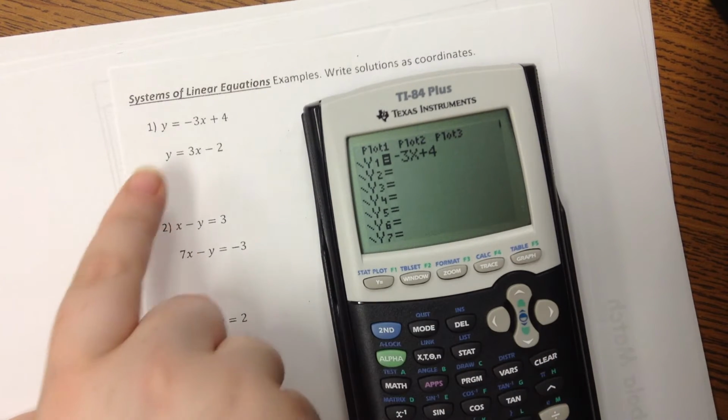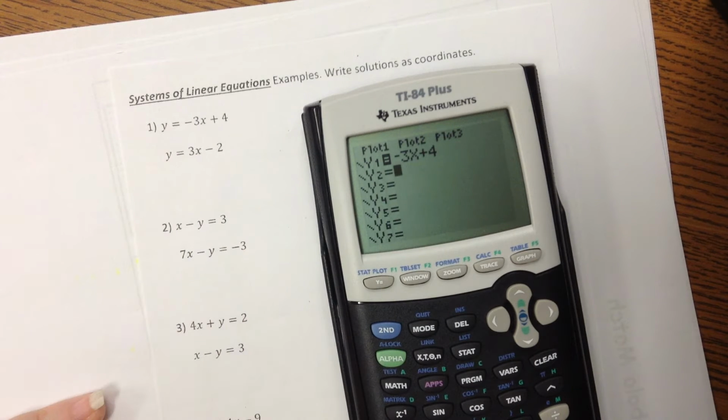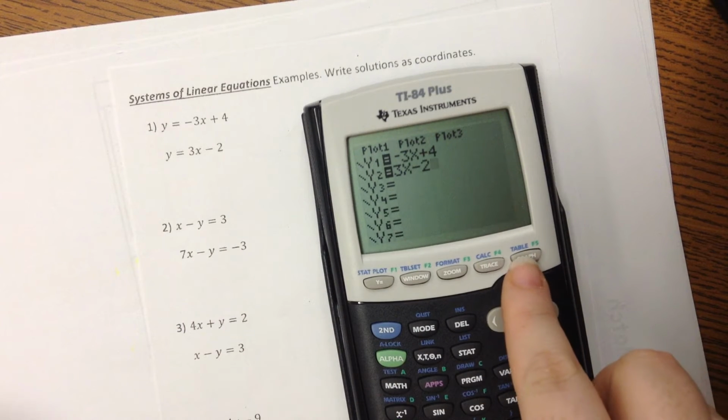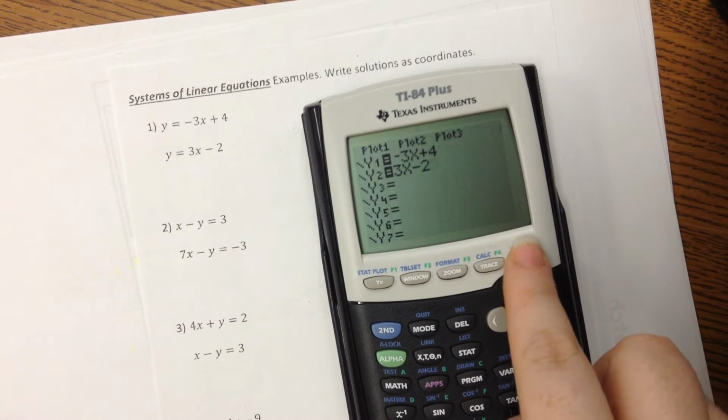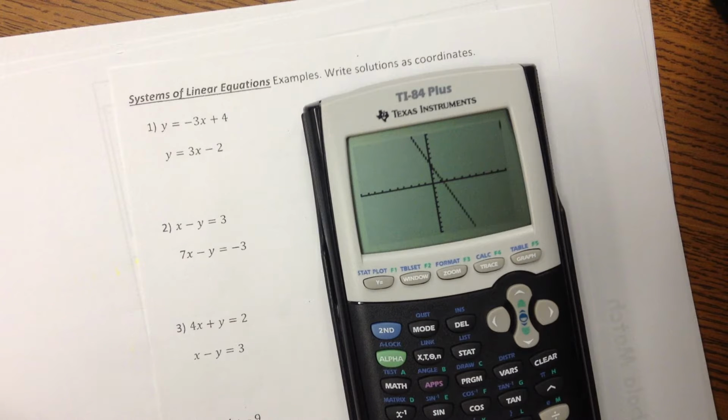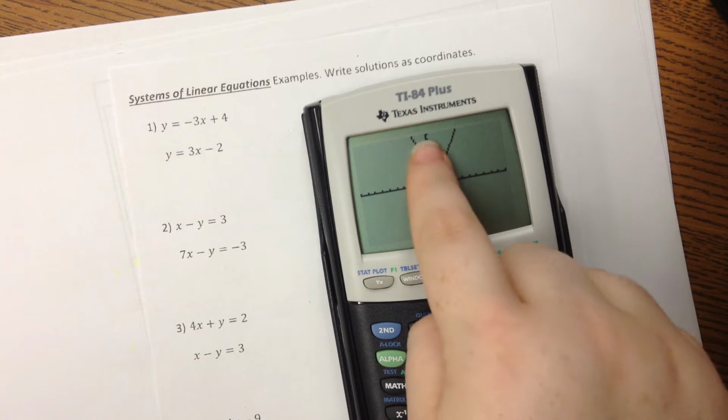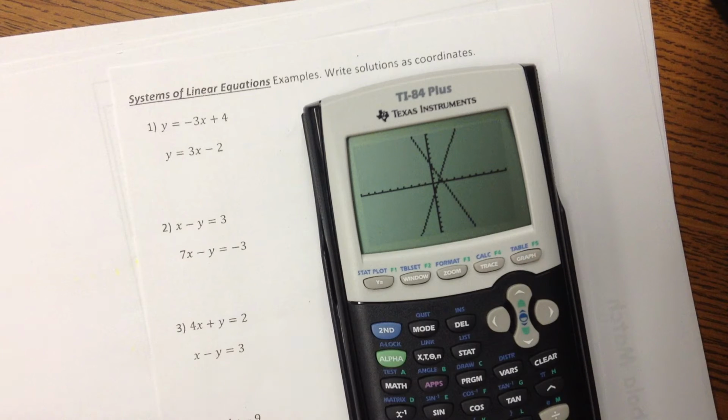I go down to my second equation and I type in this next one, which is 3x minus, not a negative, minus 2. Once I have them both into the y equals, I press graph so I can see the intersection. These two lines should cross to make a solution. As you can see, the two lines do cross, and it's inside the first quadrant. What that means is that our x and our y should both be positive.